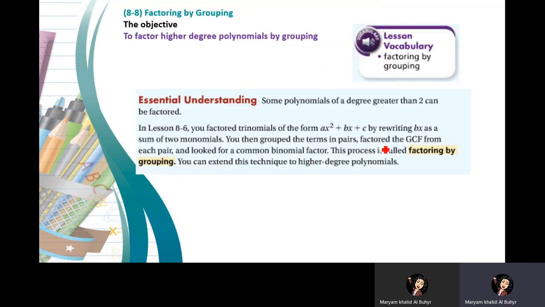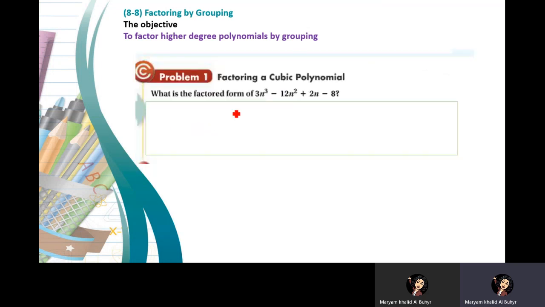But before I move to that, let me tell you the meaning of factoring by grouping. Factoring by grouping means you can take the greatest common factor of two terms together and two terms together, then you will try to group them together. Let me show you what I mean exactly.